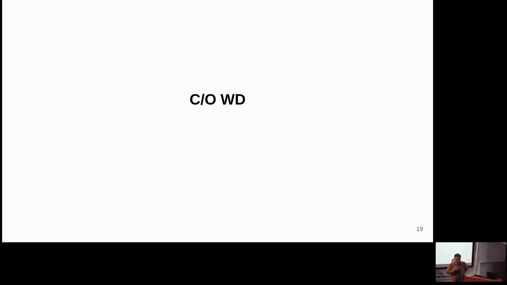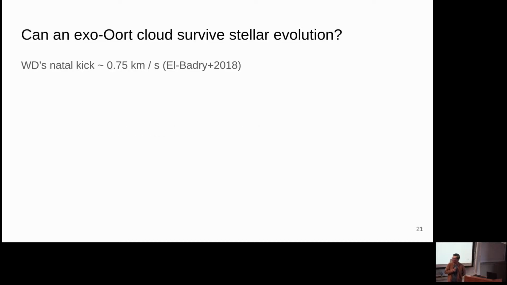Now I'm going to discuss a few things. This is not about carbon-oxygen white dwarf. I'm curious, I'm just jealous of observers sometimes that they can make up acronyms. So this is mine. Just going to talk about some common reasons why people might object to this solution.